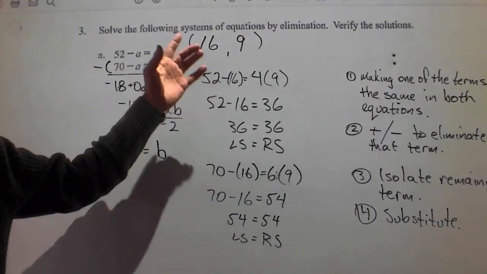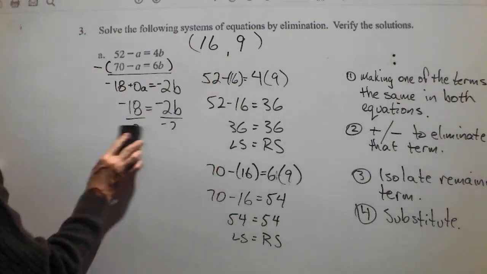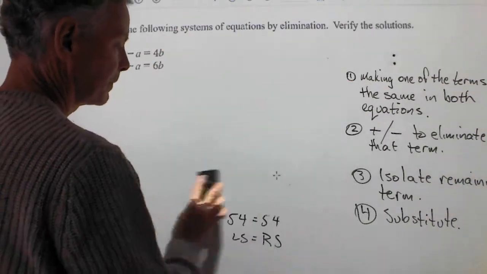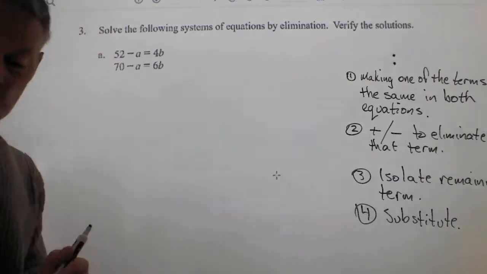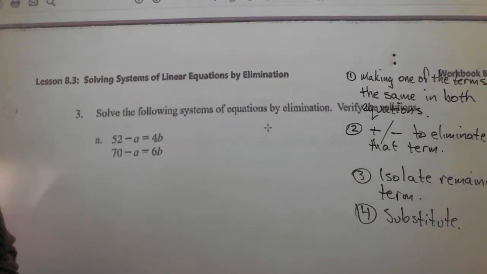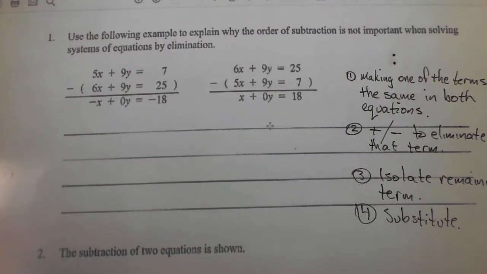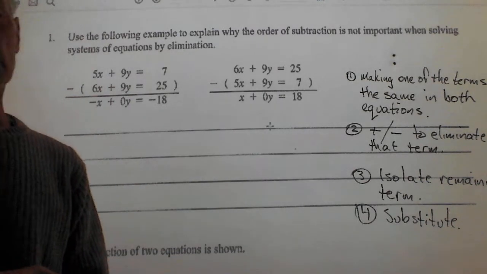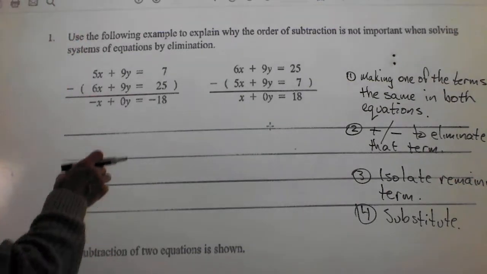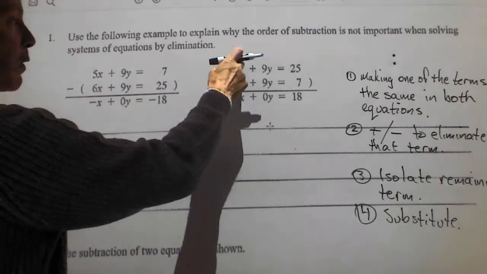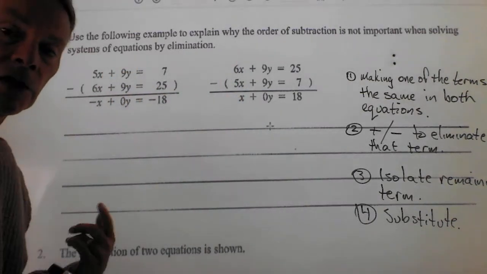Okay, so having done this example, let's go back now and take a look at numbers 1 and 2. Now that we've refreshed our memory as to what elimination actually is, question number 1 says, use the following example to explain why the order of subtraction is not important when solving systems of equations by elimination. So, what they've done here is they have two equations. They're the same two equations in each case. It's just that they're in a different order.